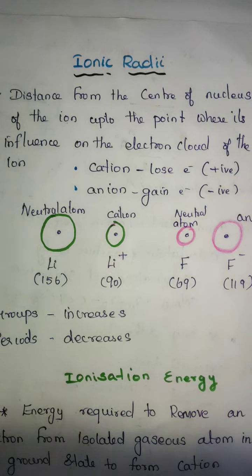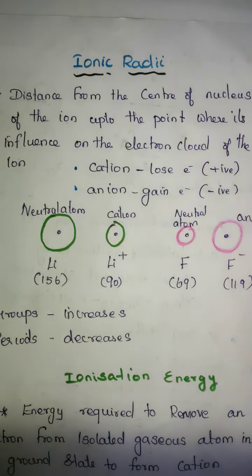The next one is ionic radii. That is the distance from the center of the nucleus of the ion. There we studied metals, non-metals. Here, ions, between the two ions, and the point where it influences the electron cloud. What is the electron cloud? The electrons around the nucleus are called the electron cloud. The outer shell we call valence electrons. The inner screening electrons we call the electron cloud.